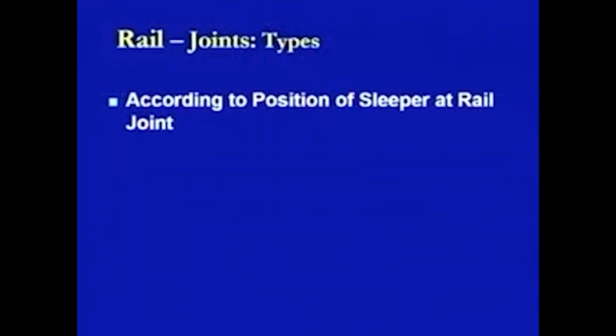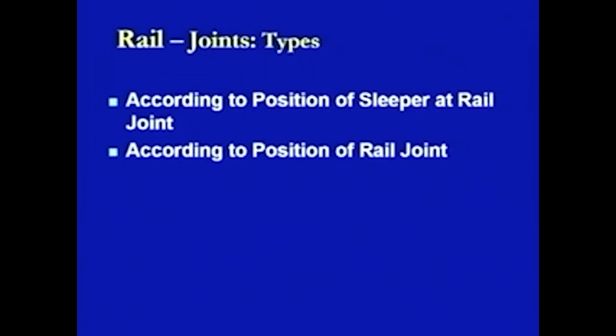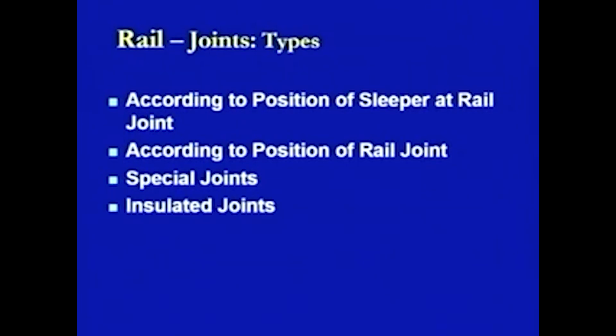So, therefore, as we have discussed all these requirements, now we can look at the various types of rail joints. The rail joints can be classified according to the position of the sleeper at the rail joint, or according to the position of the rail joint, or there may be some special joints, there may be insulated joints, or there may be welded joints. So, these are some of the types of rail joints which are in general provided globally depending on the requirements of the tracks. So, we will be looking at all these joints one by one.